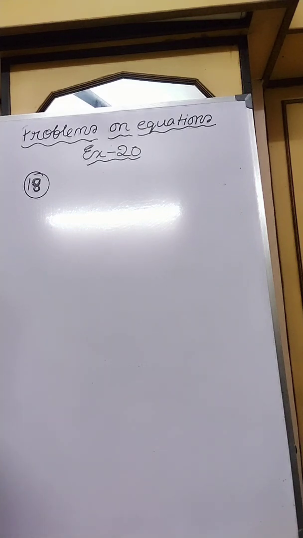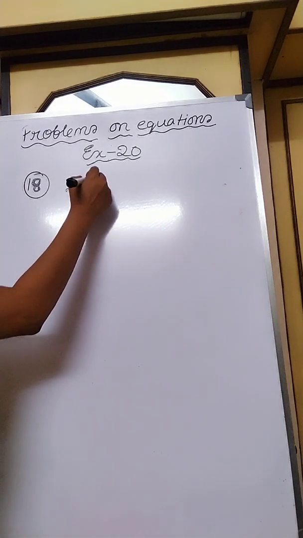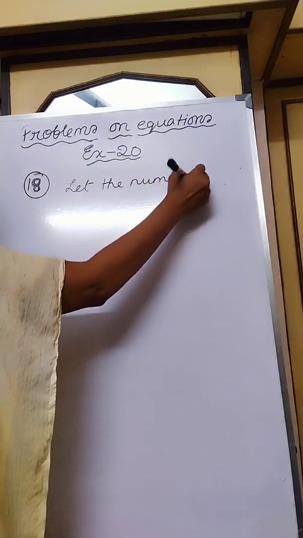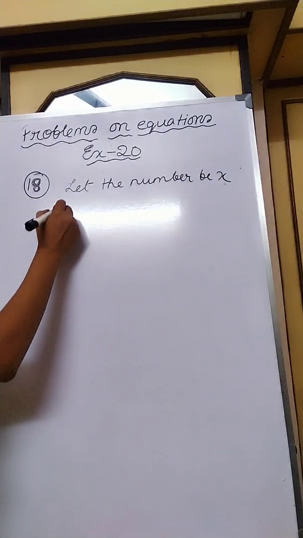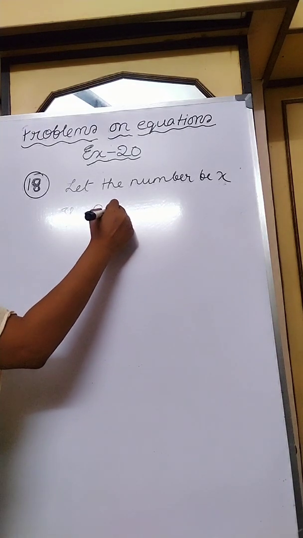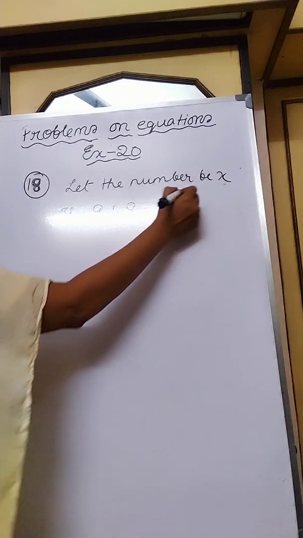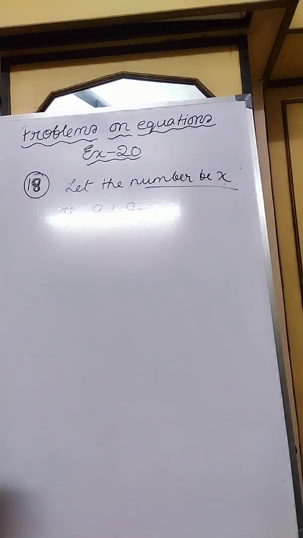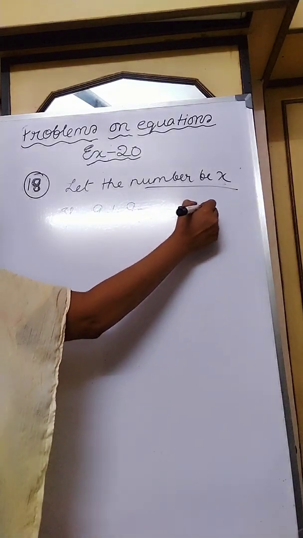If 9 is added with 9 times a number, the sum is 10 times the number. So our first assumption will be, let the number be x. Now if 9 is added to 9 times a number, that is 9 times x, the sum that we are getting is 10 times the number, that is 10x. This is the equation.